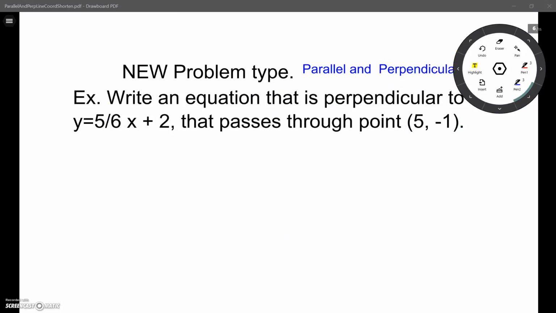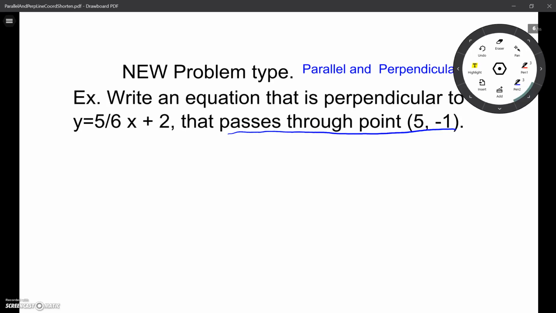Hey guys, welcome back. I hope problems 1, 5, and 11 went well for you. What I'd like to do now is take a look at a new type of problem. It's basically the same problem we've been looking at, except we're adding one piece to it. We're figuring out when it passes through a given point. So if we take a look at this, it says write an equation that is perpendicular to the line y equals 5/6x plus 2 and passes through the point (5, -1).